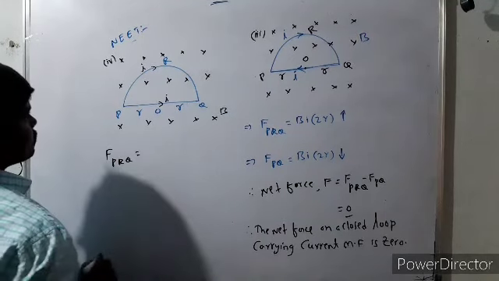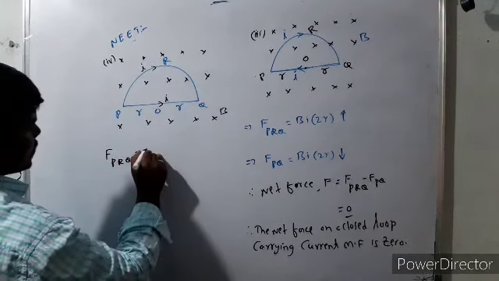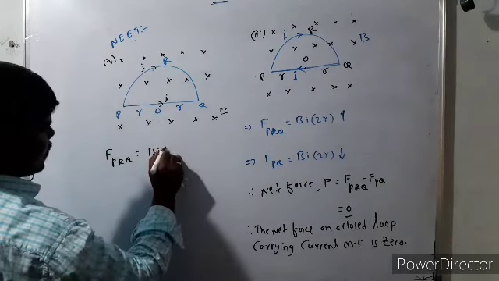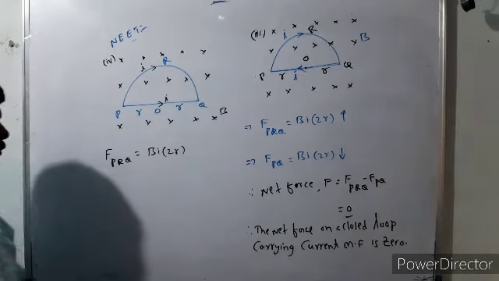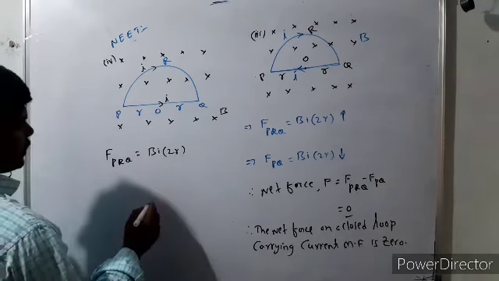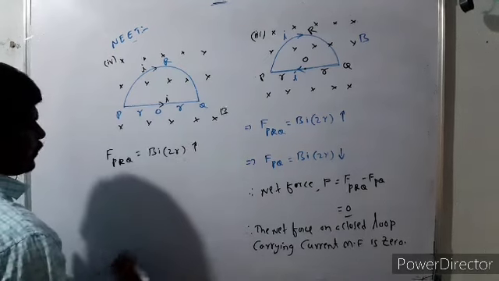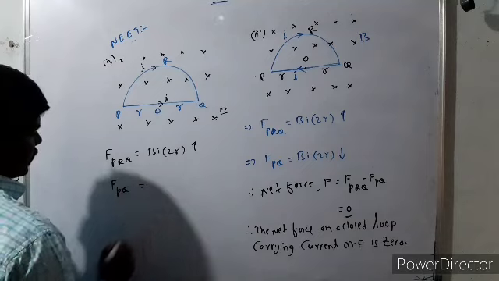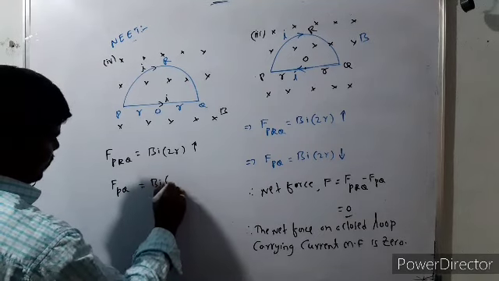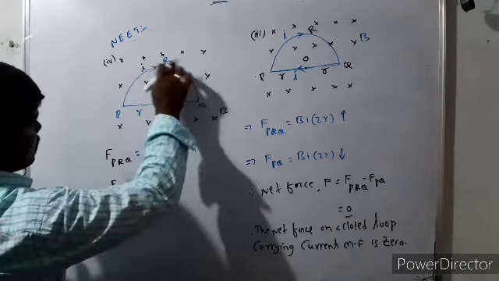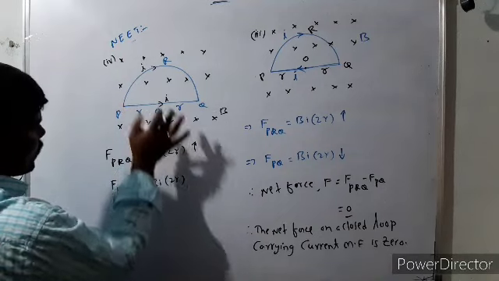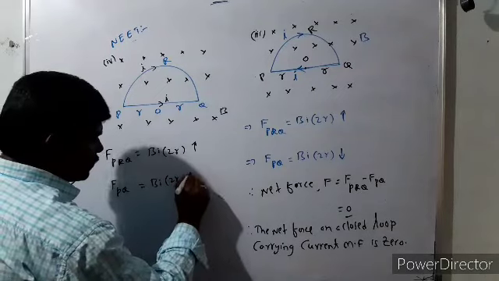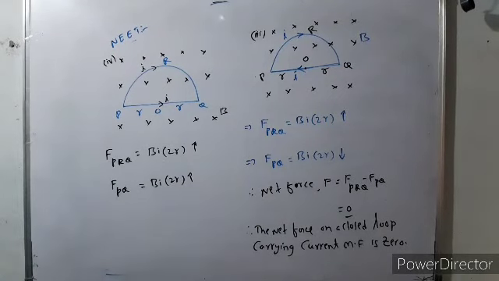the PRQ part. Force on PRQ is BI times the perpendicular distance between P and Q, which is 2R. So it is BI 2R, direction upwards, by using Fleming's left hand rule. Similarly, force on the straight conductor PQ is BI times the perpendicular distance. For the semicircular arc the perpendicular distance between P and Q is 2R, and for the straight conductor PQ also 2R. This is also upwards.